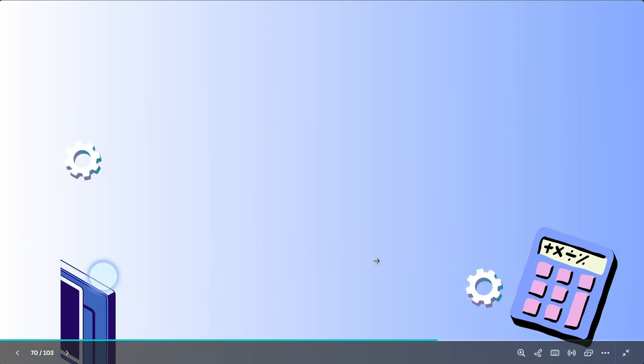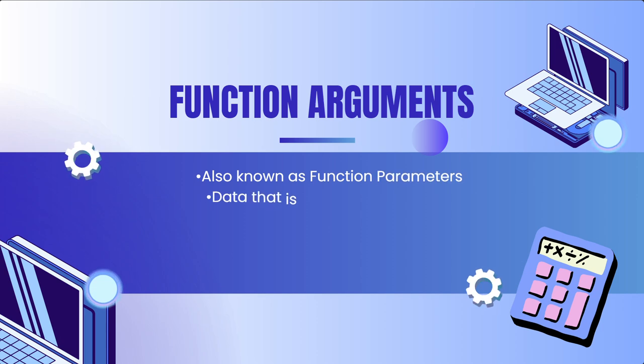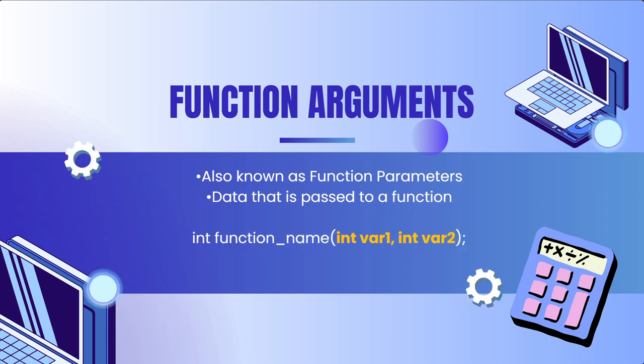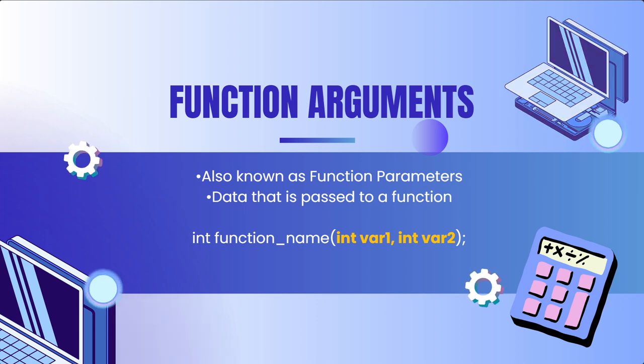Moving on, we have function arguments. It is also known as function parameters, data that is passed to a function. So these are the two arguments inside the parameter list, or they can be called parameters as well. This is the same thing. We just did this part.